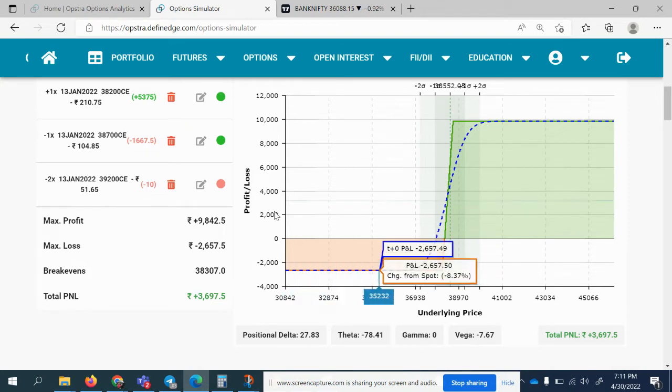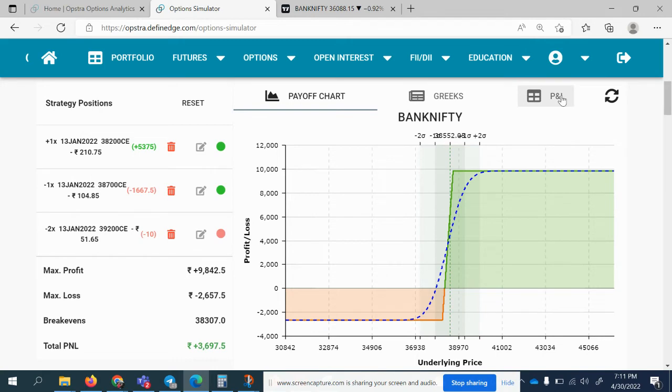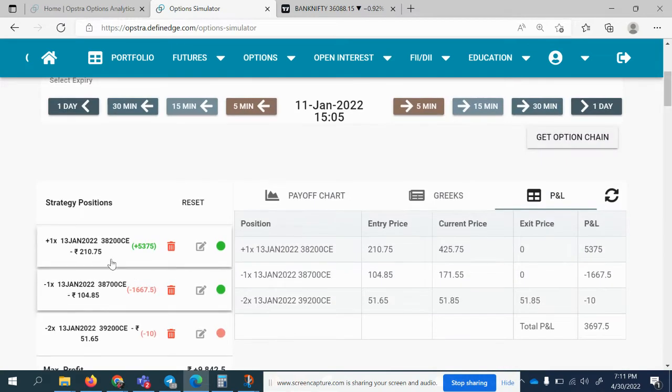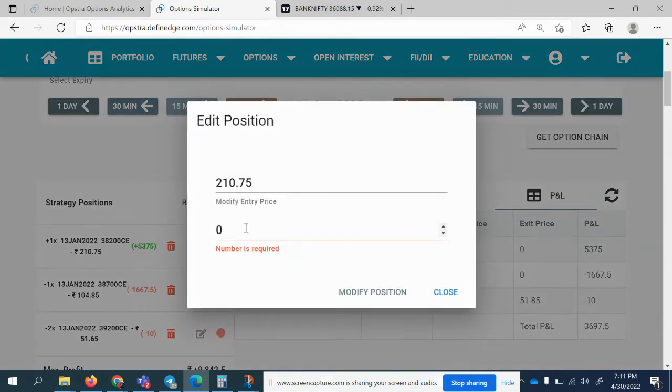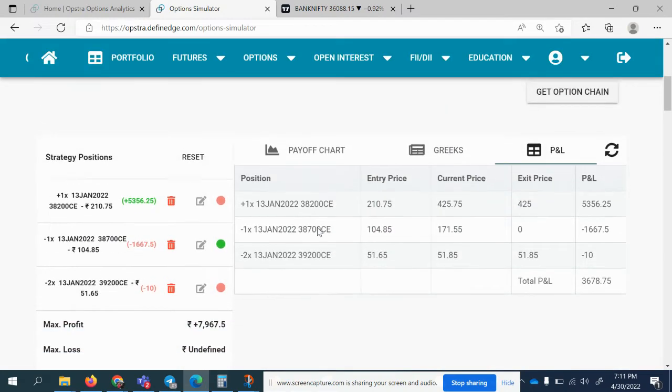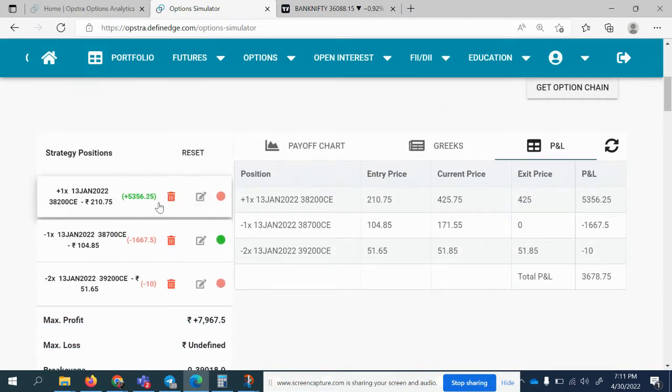The other adjustment we do is, initially I've squared off these two legs. So now I'll go to my profit and loss. I'll check, see, I have the profit of 5,375. I will book this profit, meaning I'll book this entire leg at 425. I'm booking my buy leg. I'm just booking this entire profit.